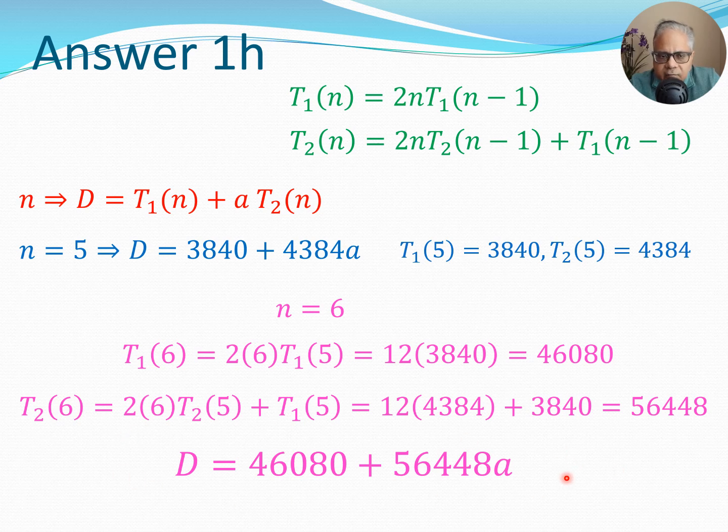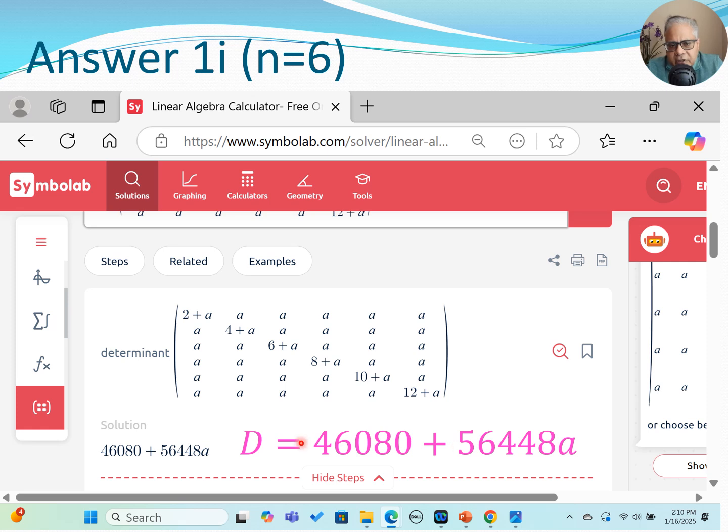So the determinant for the case n is 6 is going to be this value. Now of course you can see that this value is also always going to be positive because a is positive. So I can check this. I went to Symbolab and I checked it out and I got exactly the same determinant from Symbolab also. So now I have found the general relation which I can use to predict this determinant, and I no longer need to bother about calculating this determinant anymore.